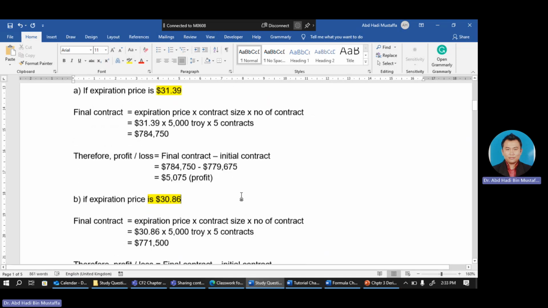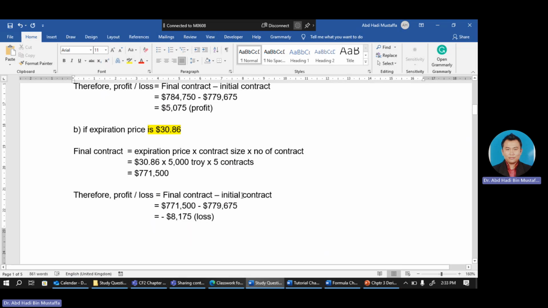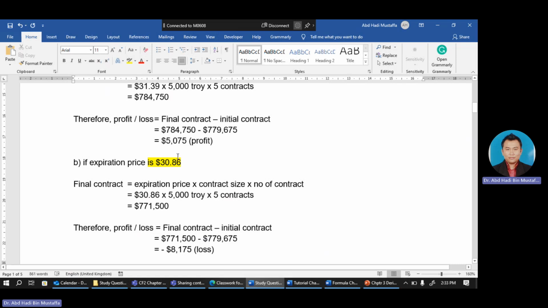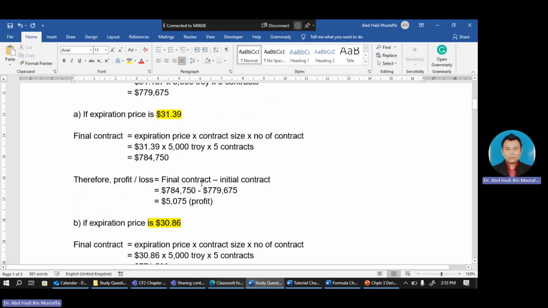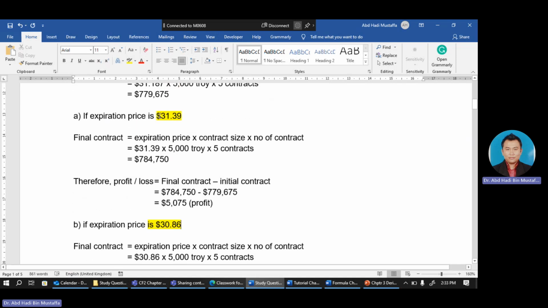Okay, the second one, if expiration price is $30.86, same calculation, you need to calculate final contract, and then the new final contract need to minus with initial contract, tapi you dapat loss. Yang pertama you dapat profit, yang kedua you dapat losses. Why? Because you compare $31.39 dengan 30.86. Definitely 30.86 is lower. So bila the lower tu ada possibility untuk losses lah ya.